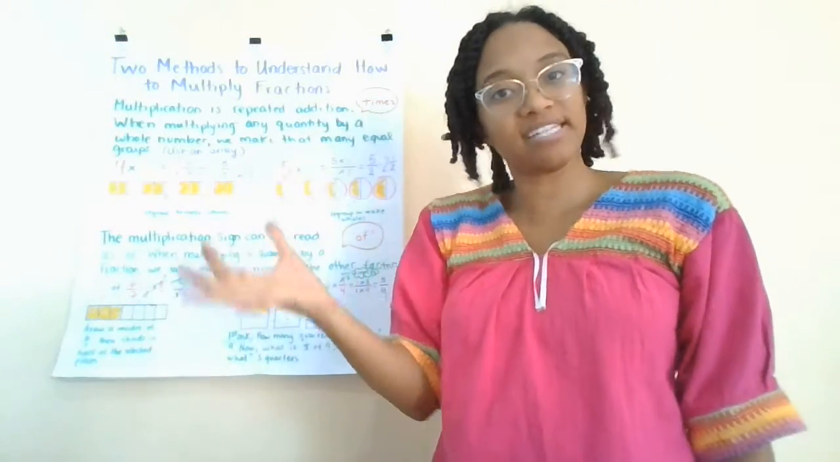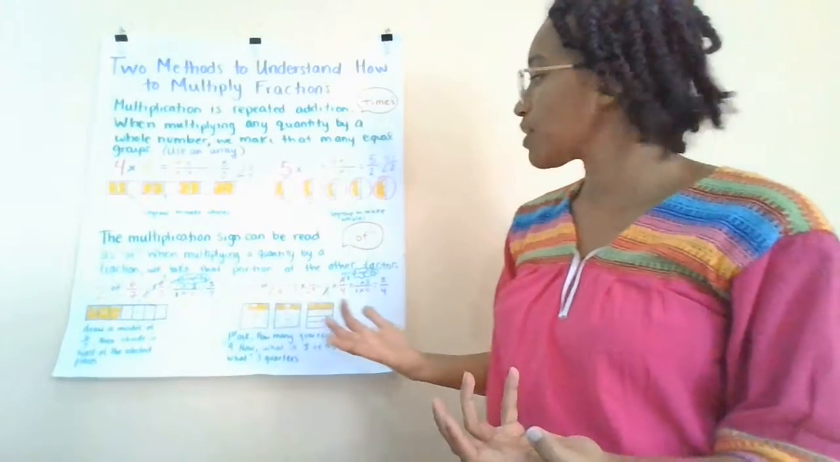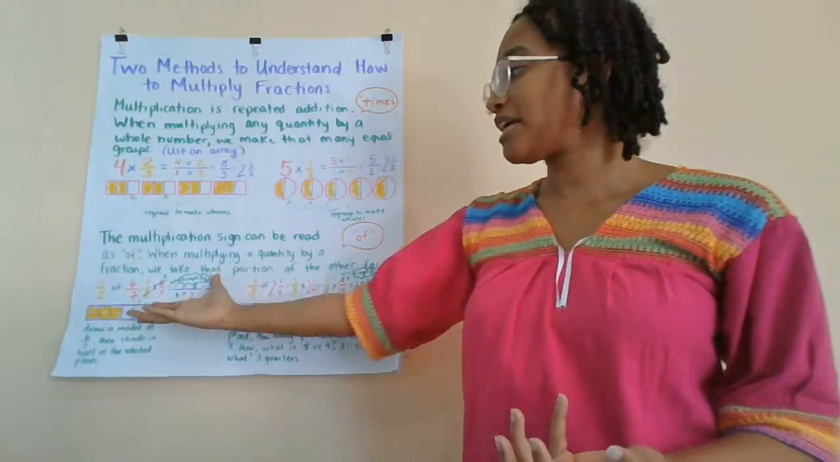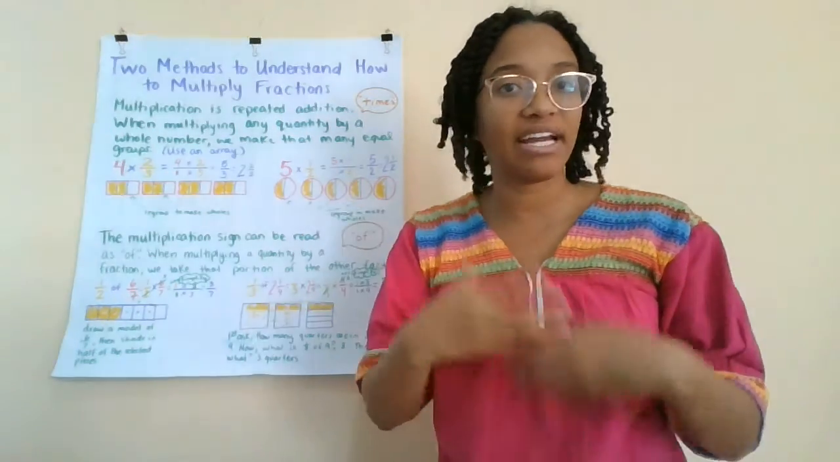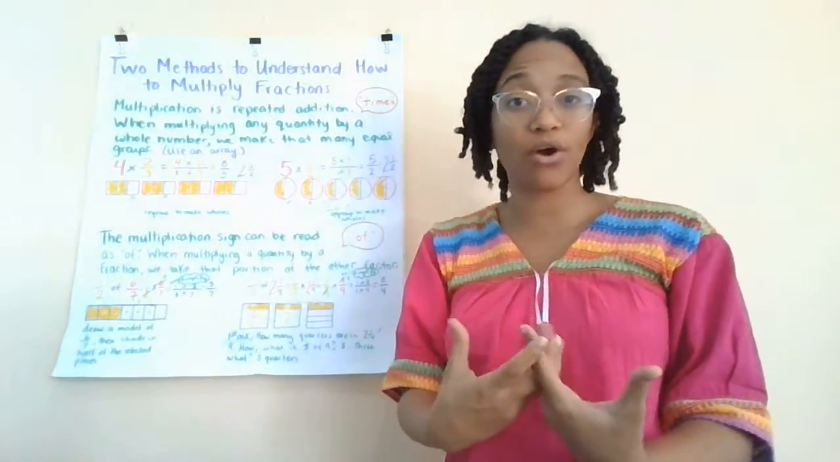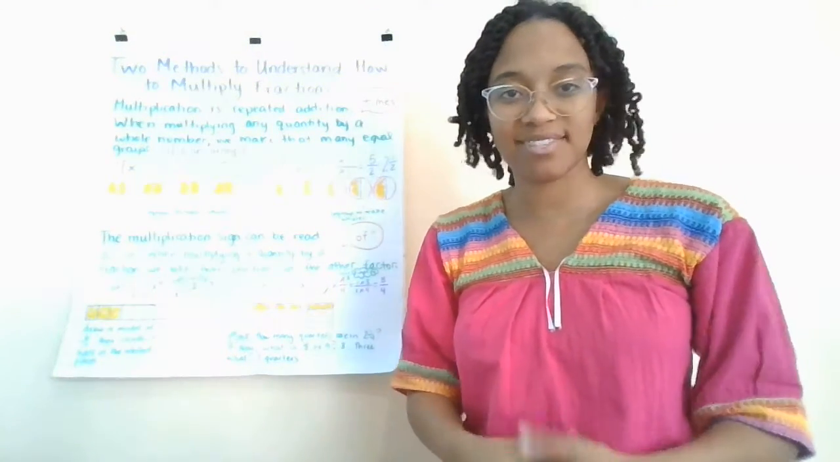3/7 is half of 6/7. That should make sense, okay? Remember, we can think of those sevenths as apples, right? If I had 6 apples, half of my apples are 3 apples. It's the same concept there.